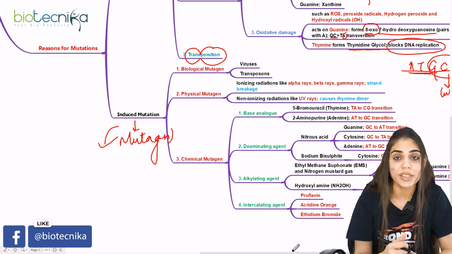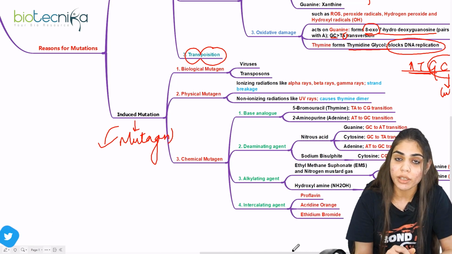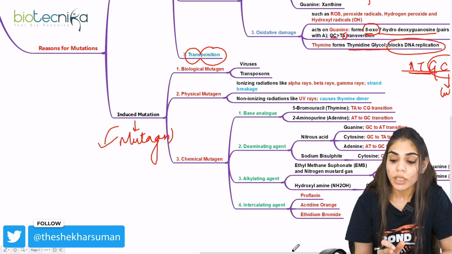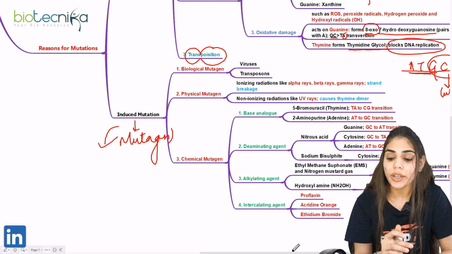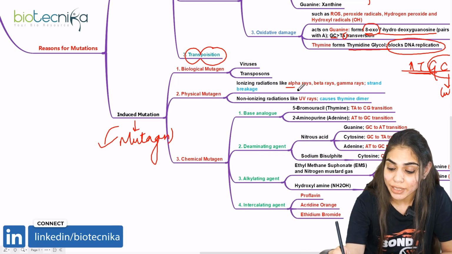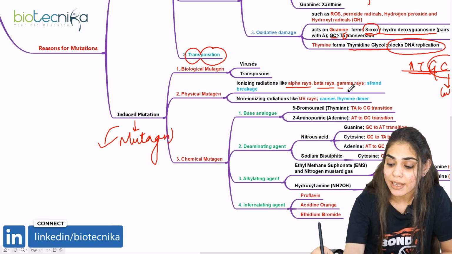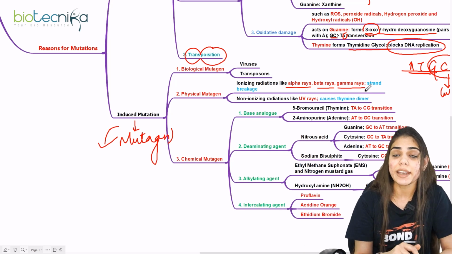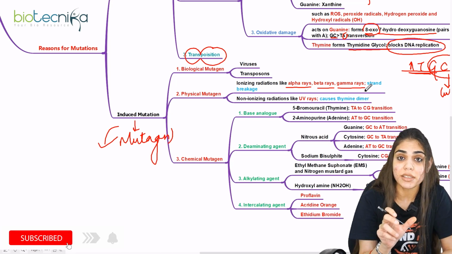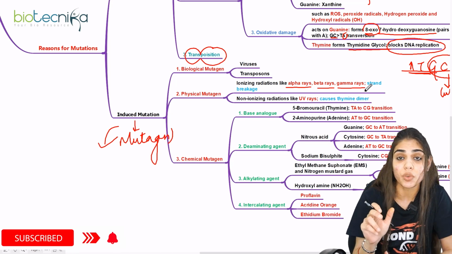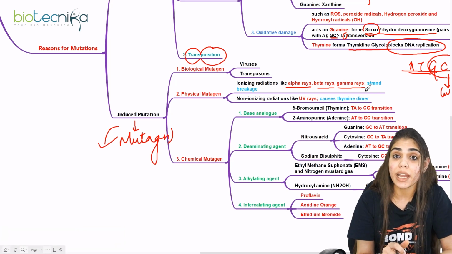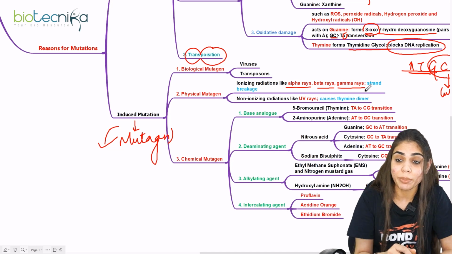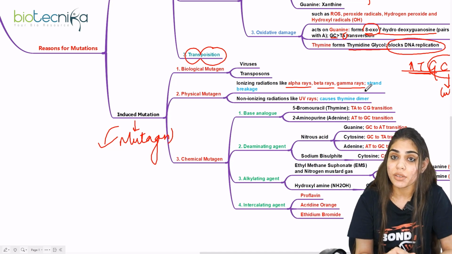The second is physical mutagens. Physical mutagens relate to radiation. It can be any kind of radiation, ionizing or non-ionizing. What are the examples of ionizing radiation? It can be alpha rays, beta rays, as well as gamma rays. Ionizing radiation means it will ionize the DNA and cause strand breakage, because all the bases will be ionized, so it will result in strand breakage.